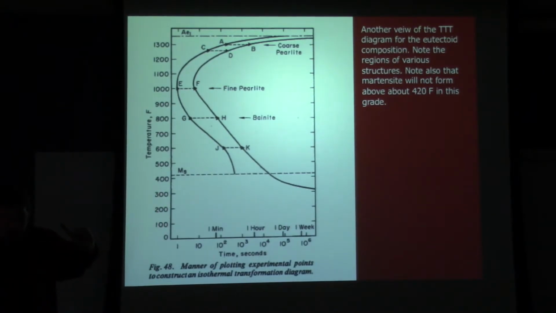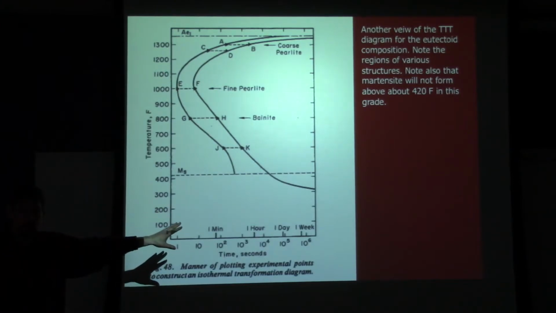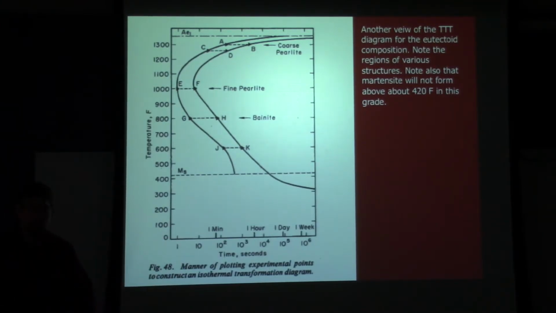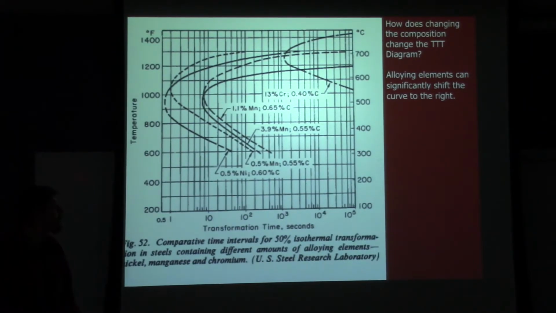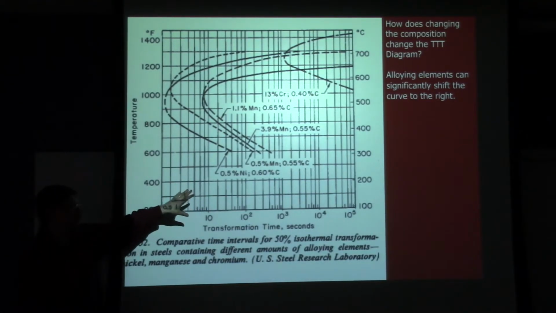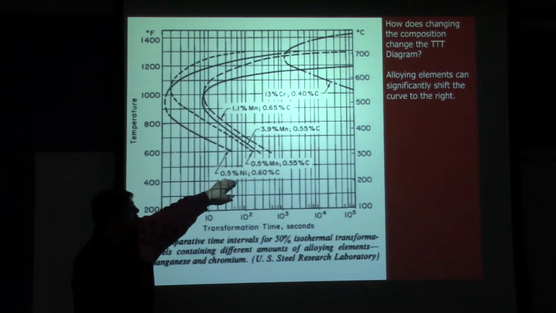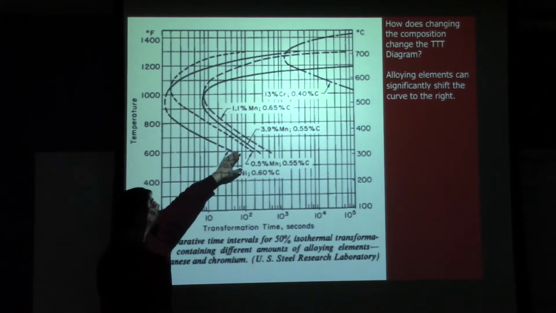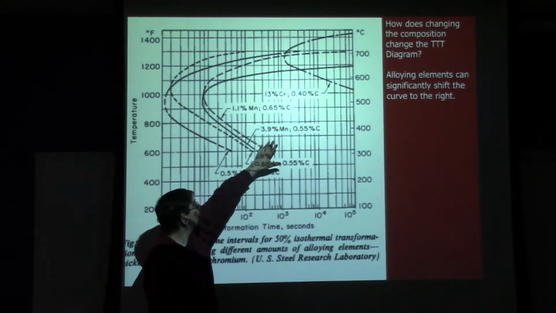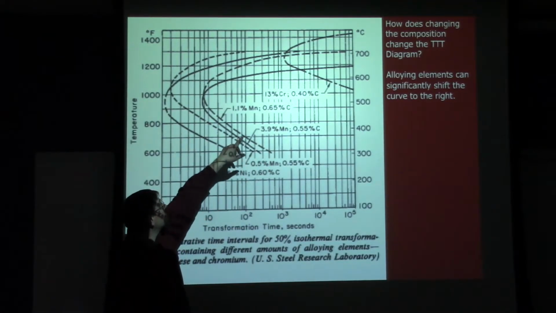So we're going to talk about, again, this was the eutectoid composition, but we don't use the eutectoid composition for everything, right? That's just an example. What happens in real life when you want to make something out of something else? Here's a different one. This one has a combination of TTT diagrams for different compositions all laid on the same scale. So here we have one that is 0.5% nickel with 0.6 carbon. Over here we have one that has almost 4% manganese and 0.55 carbon. We can see others up there.